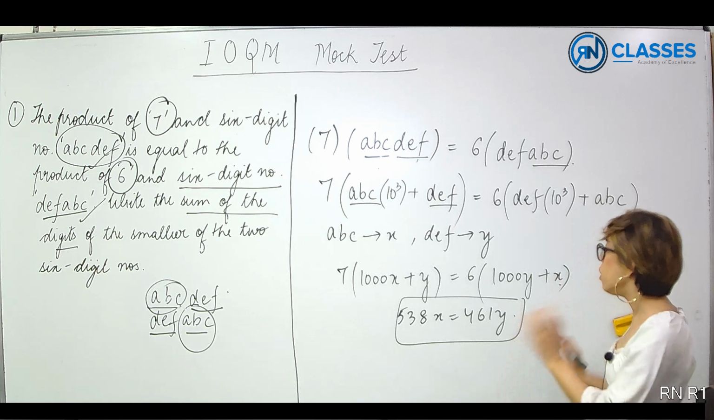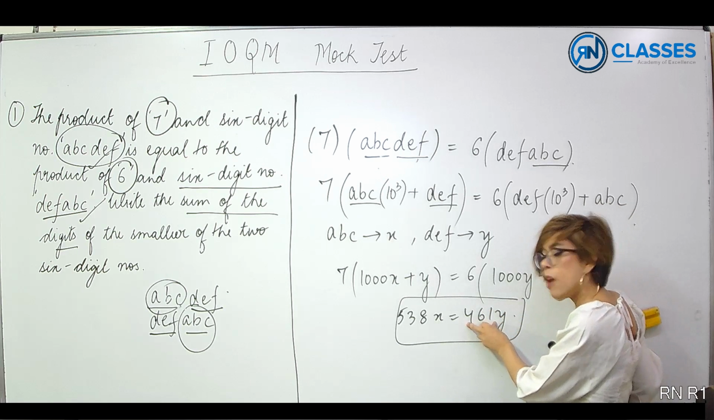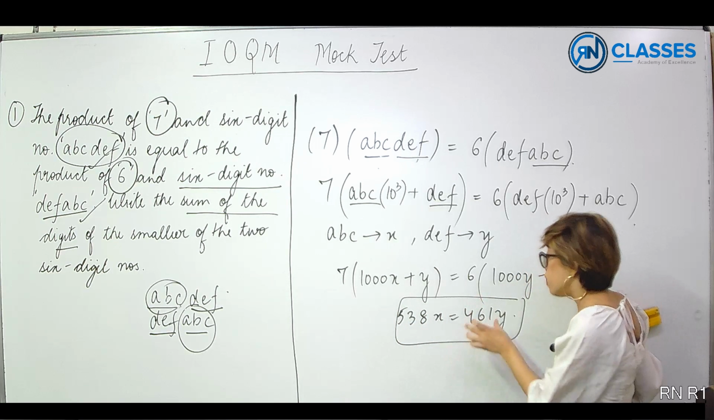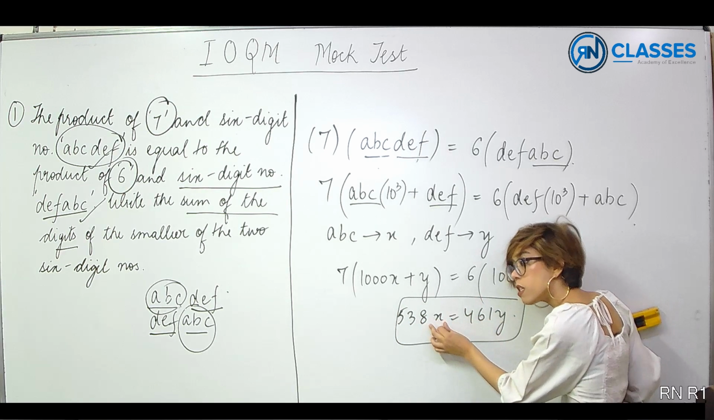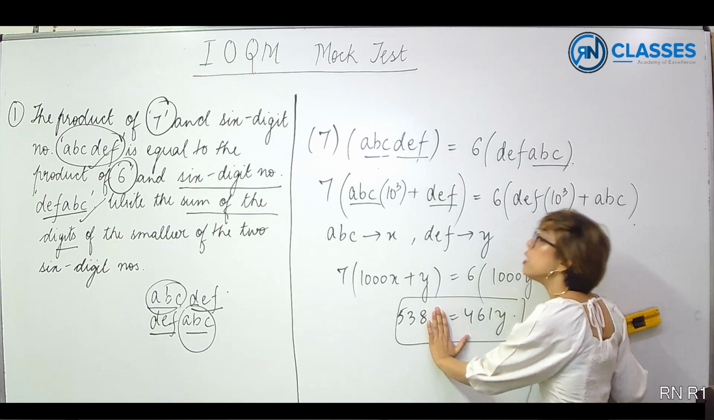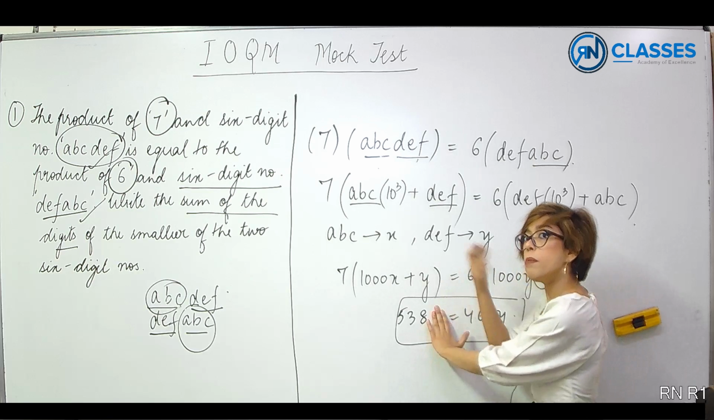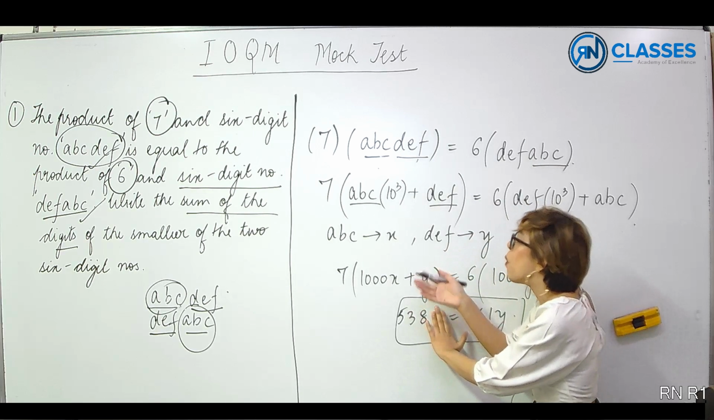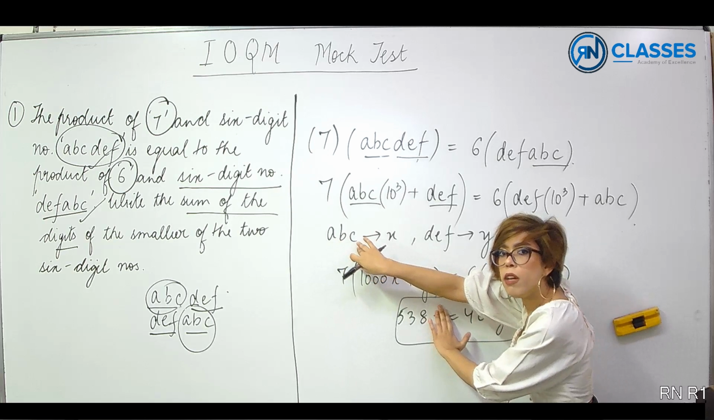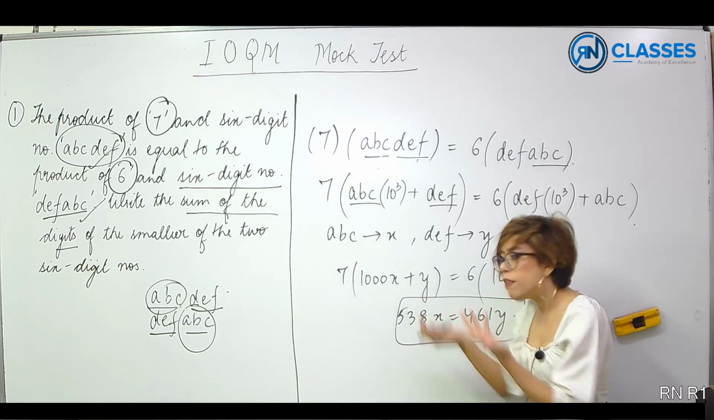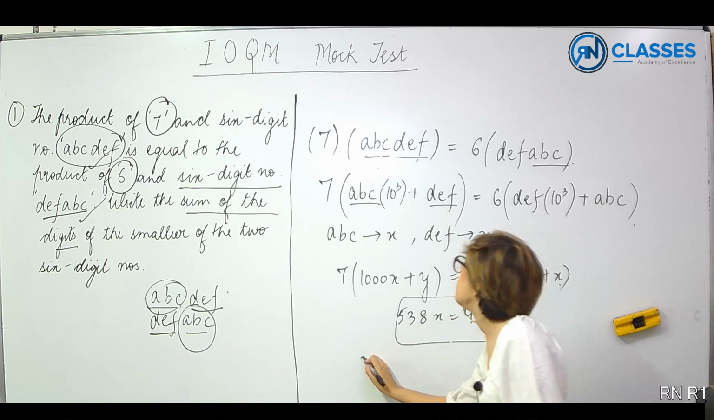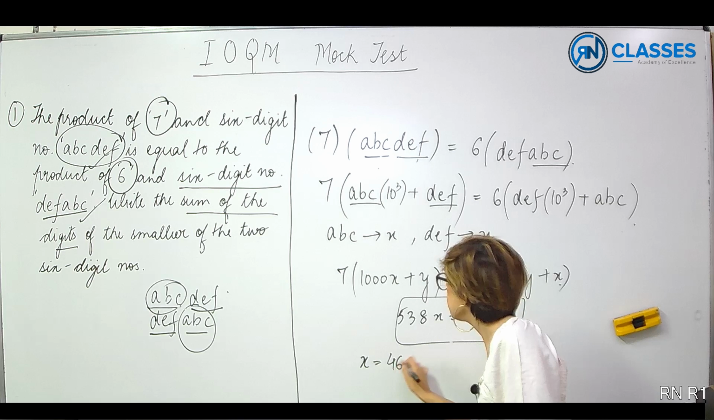Now mind it, I know that 461 is a prime number. 461 will not divide this one. Cool? Right. So that means 461 must divide X. That means either X can be 461 or its multiple. Now I know that X is a 3-digit number, right? So there are hardly any possibilities. First possibility I'll take when 461 divides X. So let me take X as 461.